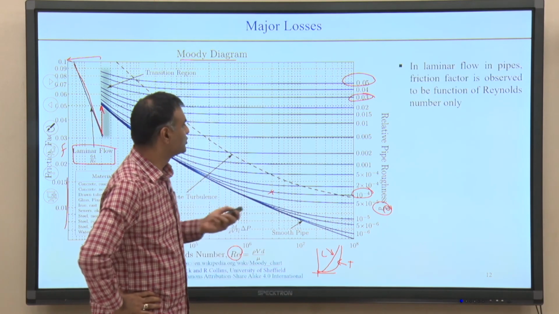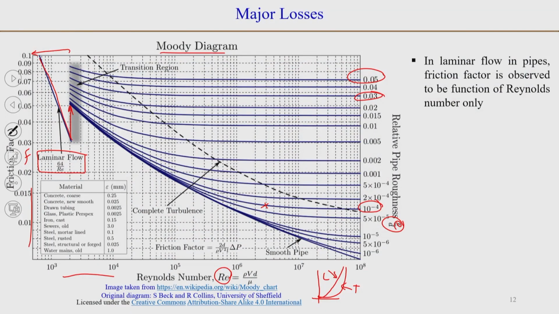Now, if we summarize the Moody's plot, we can say that laminar flow in pipes is a function of Reynolds number only and not of the roughness factor.